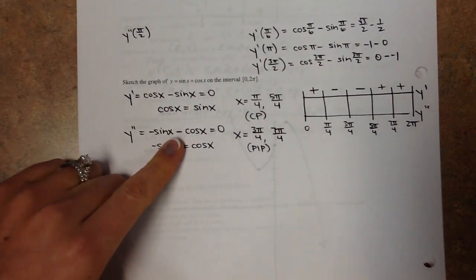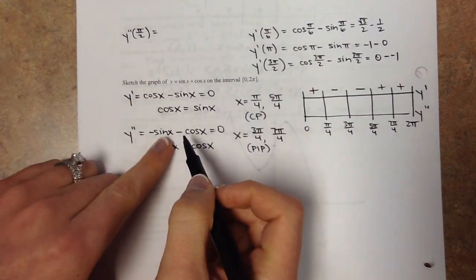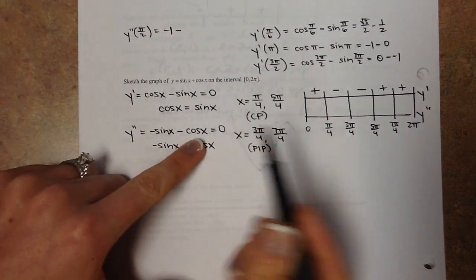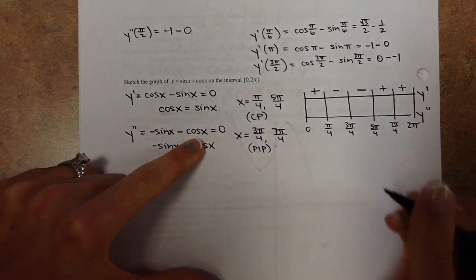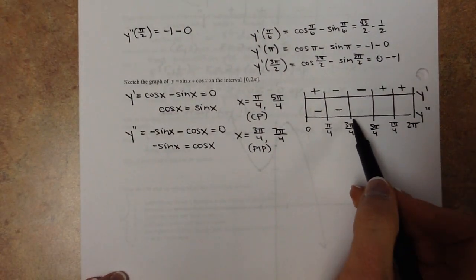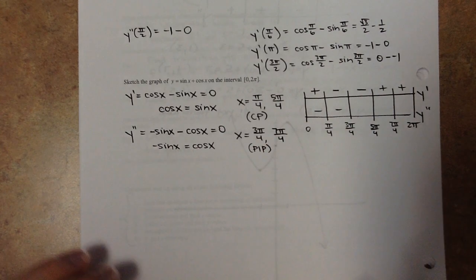Here's our derivative that we're plugging that into. So negative sine of pi over 2 would be a negative 1 minus cosine of pi over 2 is 0. So that comes out to be negative. Then something between 3 pi over 4 and 7 pi over 4, I would again use pi.